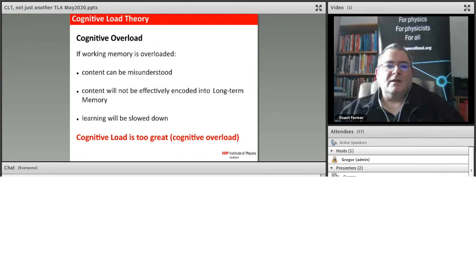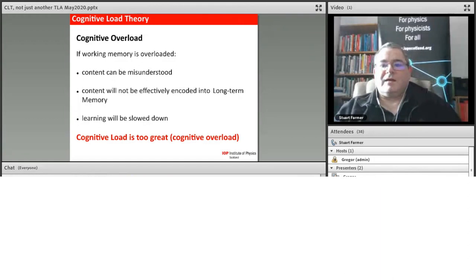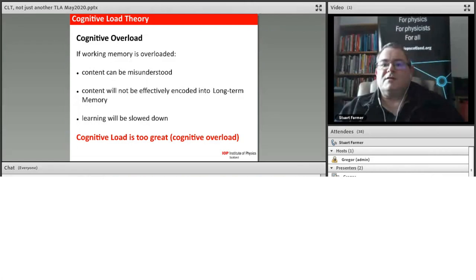So overall, we want to try and avoid cognitive overload when we're teaching things, and that means we need to minimize the amount of new information that the learners are exposed to. If we don't do that, it's very easy for them to misunderstand things and not be able to encode information effectively into long-term memory, and that just generally disrupts the learning process.